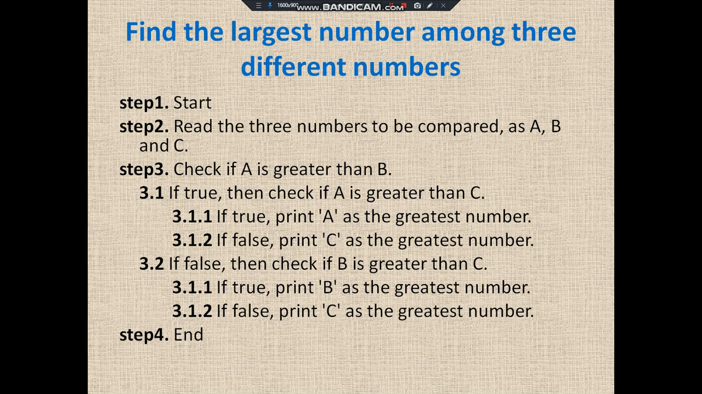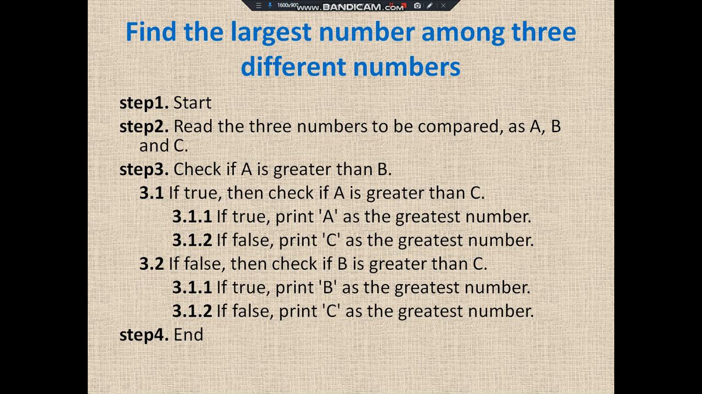Okay. Now we need to check the condition whether the second number is greater than the third number. If the second number is greater than the third number, we are going to print that the second number is the largest number here. And if this condition is false, we are going to print the third number is the largest number, and stop.